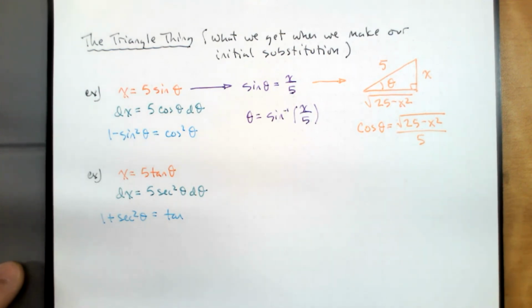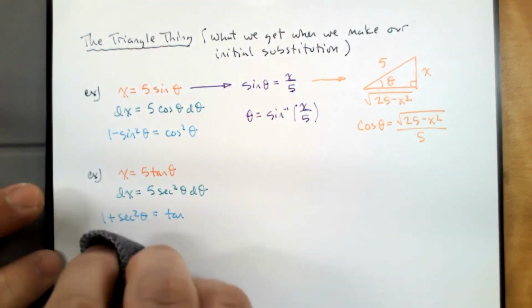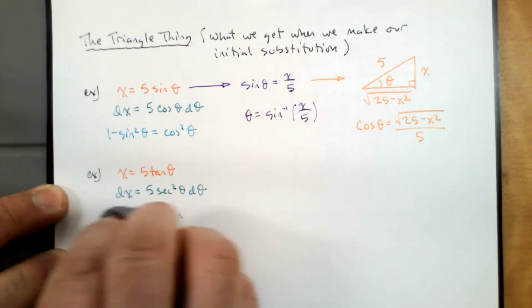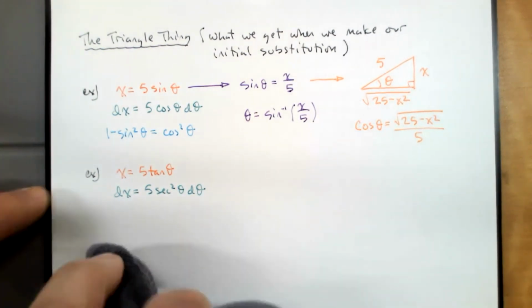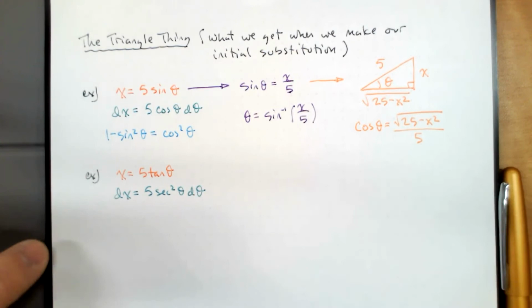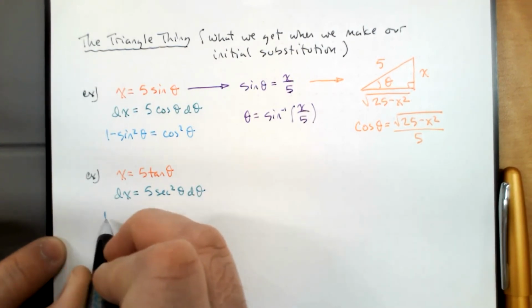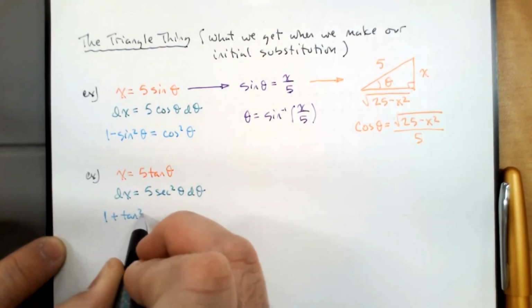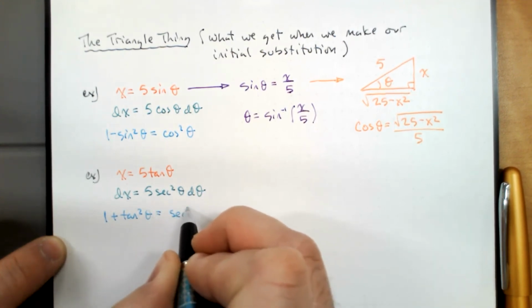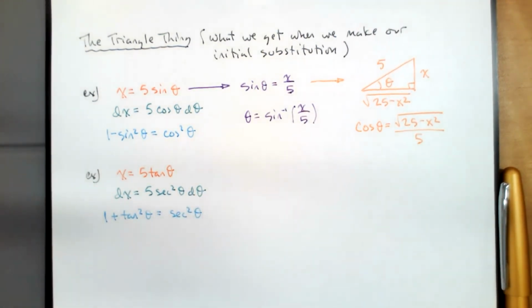Oh, no, we're going to need the other one. Our 1 minus sine squared becomes cosine squared. And so our 1 plus tangent squared becomes secant squared. These are the three pieces that we'll need to get to our theta integral.